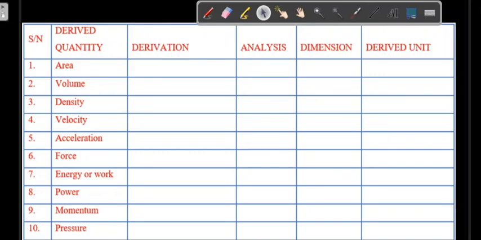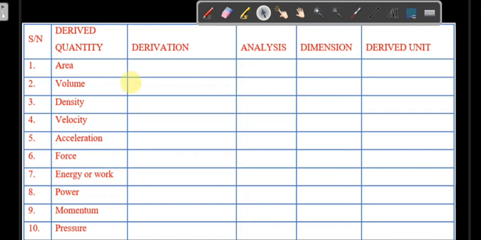In this video, we're going to be looking at how to find the dimension of some physical quantities. We are going to look at their derivation, their analysis, their dimension, and their derived unit. I want you to know that dimension is used to express a physical quantity in terms of the base quantities, that is the fundamental quantities, such as mass, length, time, and all other fundamental quantities such as current.